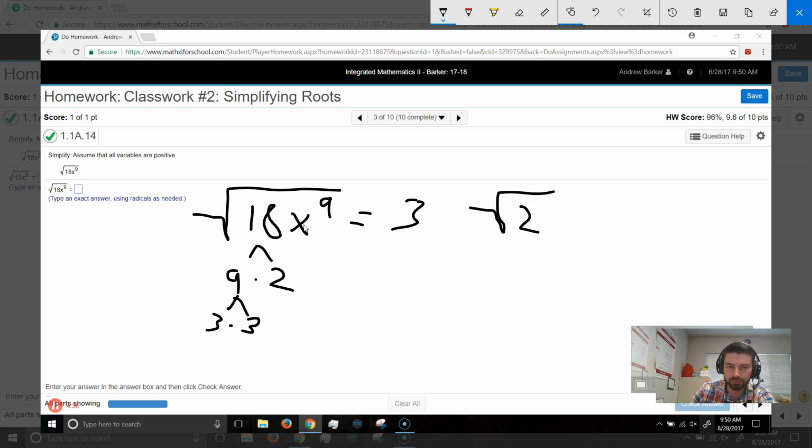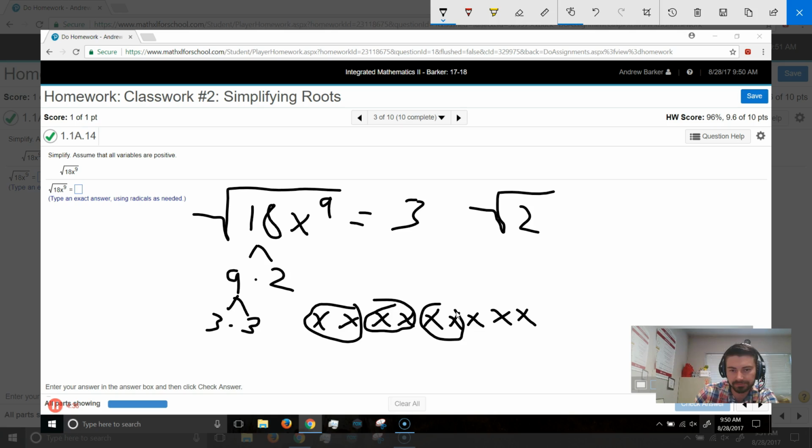This would be the answer, except we have this x to the 9th to deal with. x to the 9th is x times itself 9 times. It's going to be painful to do with this mouse. 1, 2, 3, 4, 5, 6, 7, 8, 9. Each time there are 2 x's, that's a perfect square, a factor times itself. So we have a bunch of perfect squares in here: x squared, x squared, x squared, x squared.